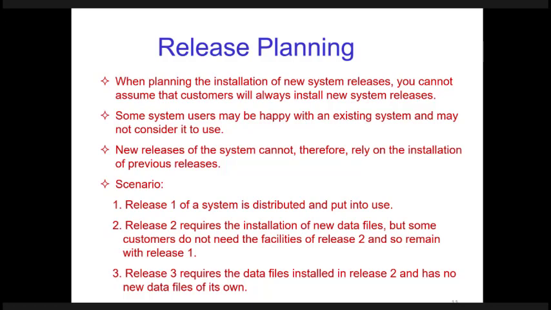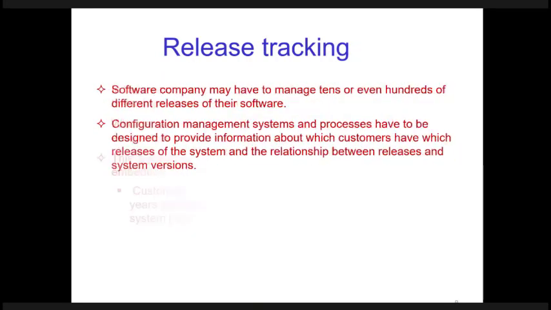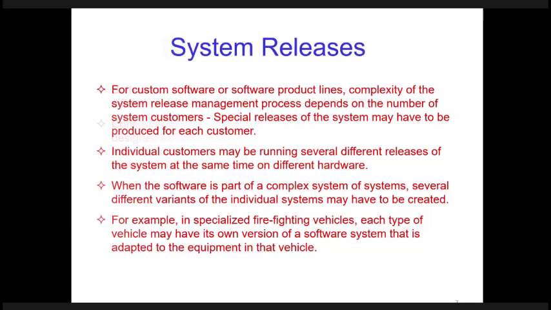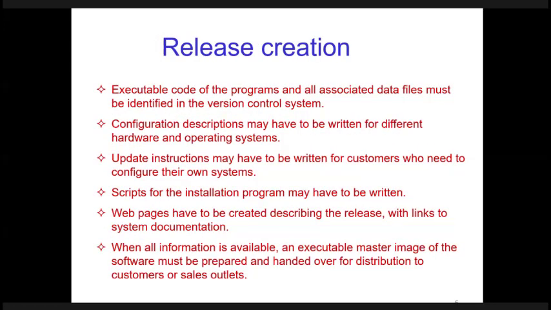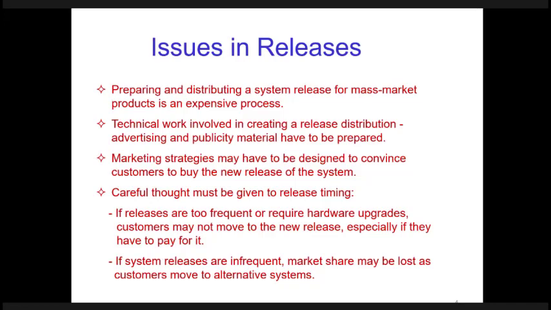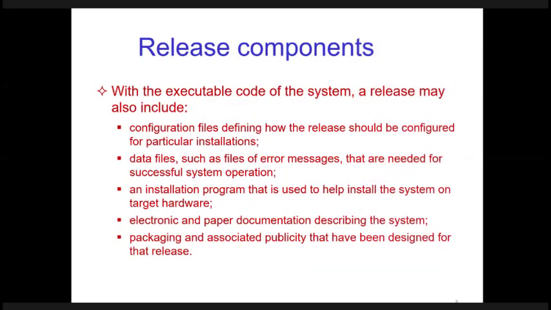So when you are making a release, as we mentioned earlier, you have to include many different types of items: program code, configuration files, data files, setup files, installation programs, and different documentation. So when the release is produced, all these things have to be included in that release.